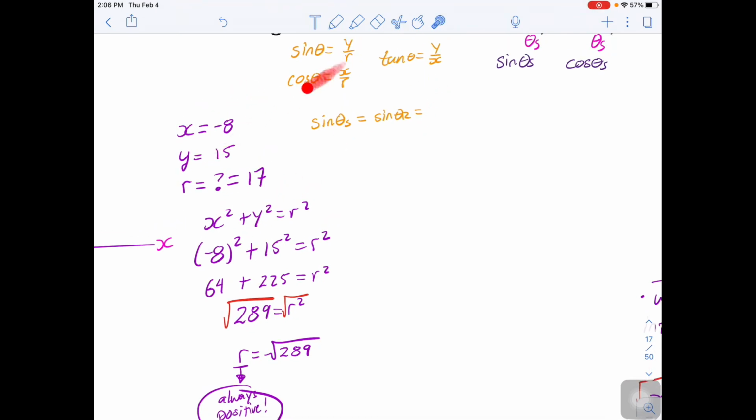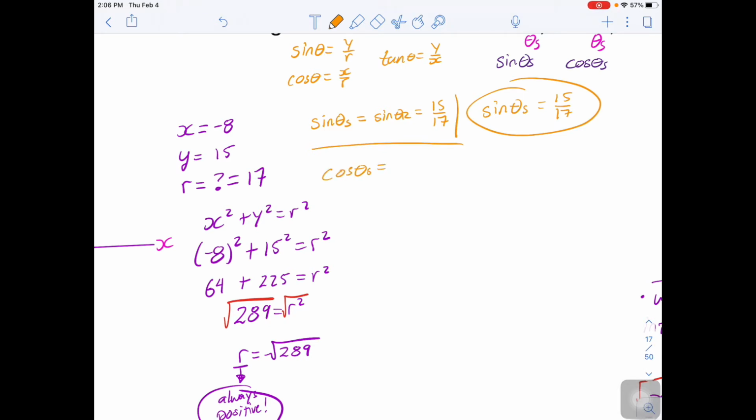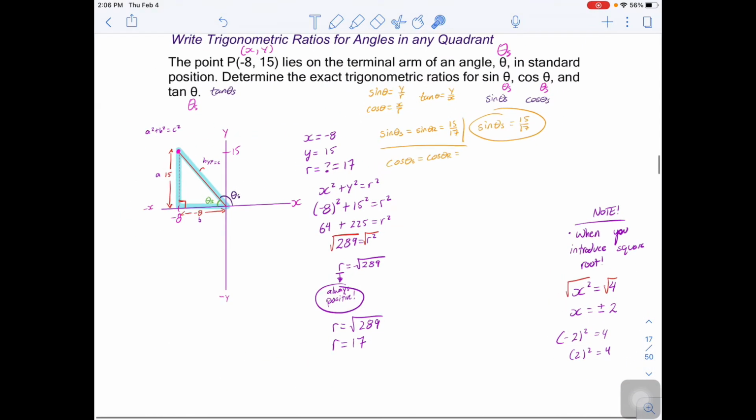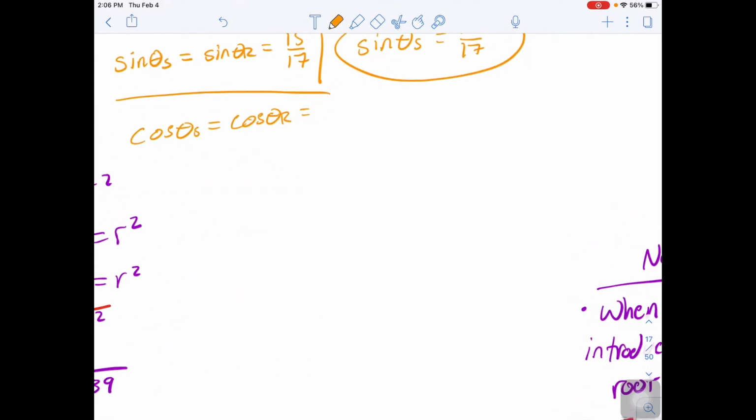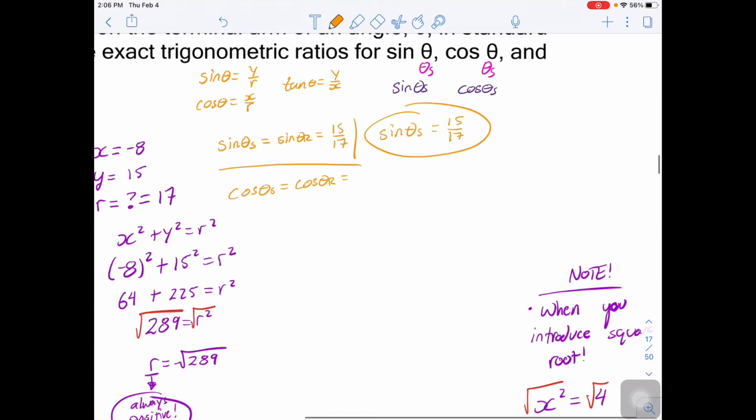So our y value is 15, our r value is 17. So this will be 15 over 17. So my final answer here is sine angle equals 15 over 17. And then we will have our cos angle, which is, remember, we're going to use the reference angle in this case, and it's the x over r. And what is our x value? Our x is -8, our r value is 17. Okay, so this will be -8 over 17.